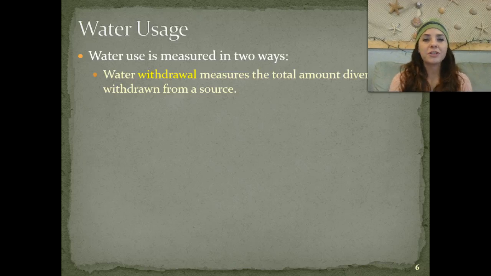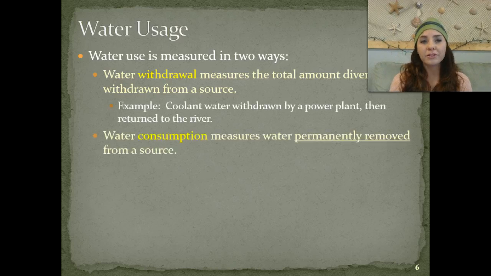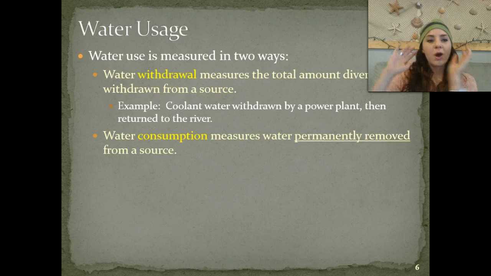Water use is measured in two different ways: water withdrawal and water consumption. Water withdrawal measures the total amount of water diverted from a source. For example, if we use water to cool down a power plant, we withdraw that water from a river, use it to cool the power plant, and then it's returned to that river.